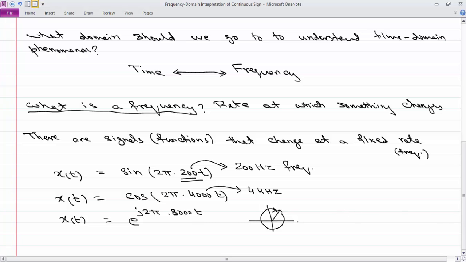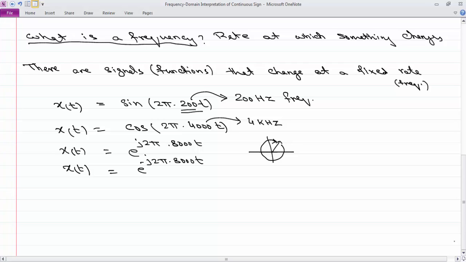I can have a negative frequency associated with this. I can have e to the minus j 2 pi 8000 t, which means that this phasor, instead of turning right, will turn left 8,000 times per second. So there are signals which we really know have a fixed frequency. What does it mean to have a Fourier transform of a signal which is not one of these sines or cosines or complex sinusoids?